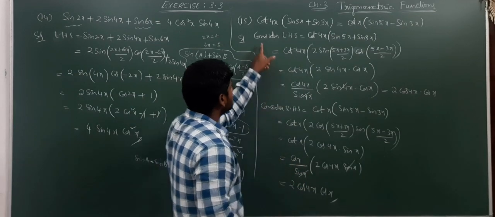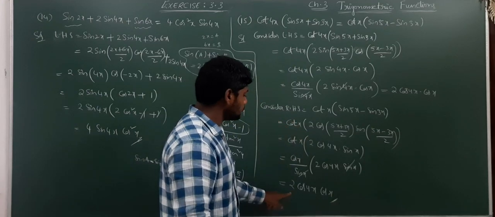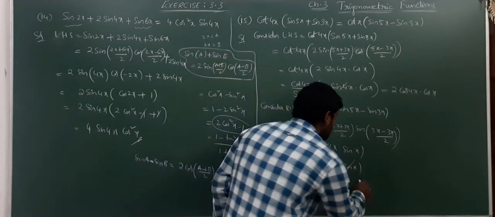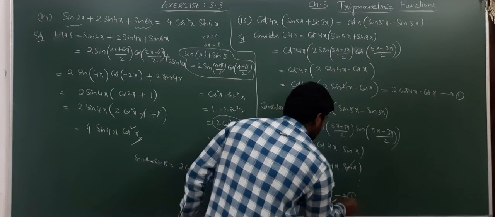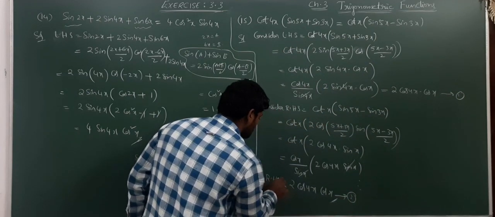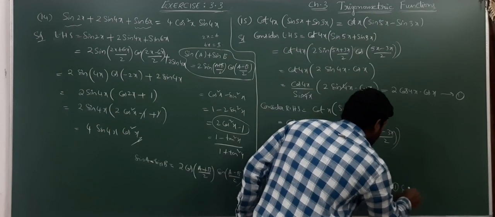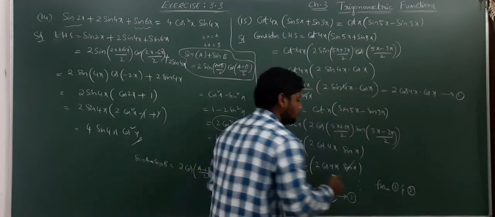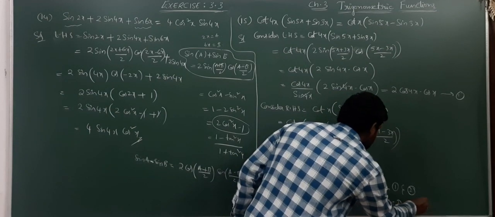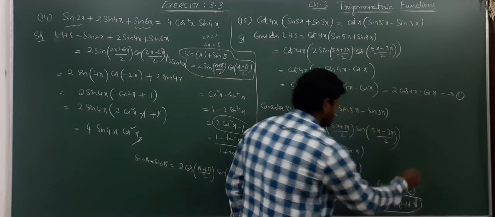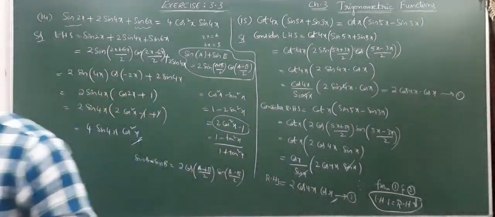If you observe, what is LHS? This 2 cos 4x cos x. What is RHS? 2 cos 4x and cos x. Therefore, this is equation number 1. This is equation number 2. Right? Now what can we write, therefore, from 1 and 2? LHS is equal to RHS. Hence, proved. Pause the video and note it down.